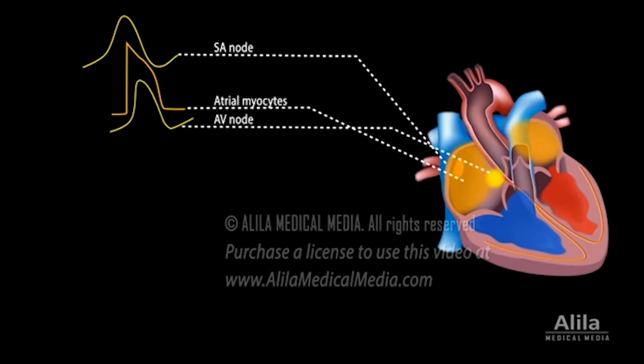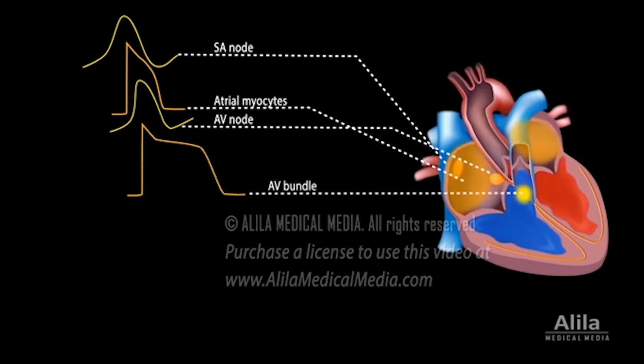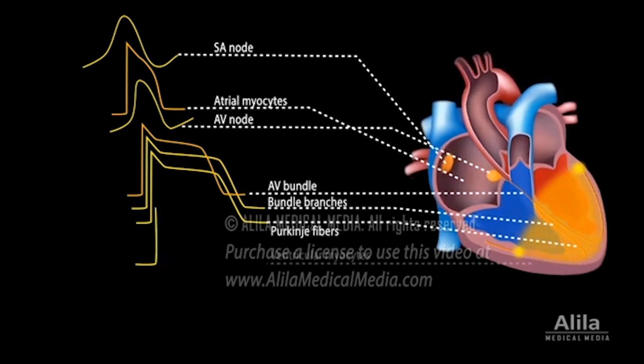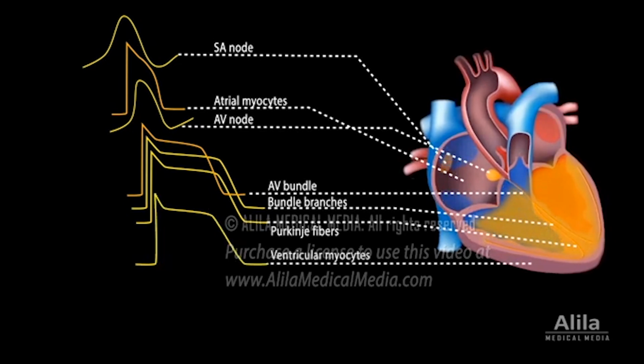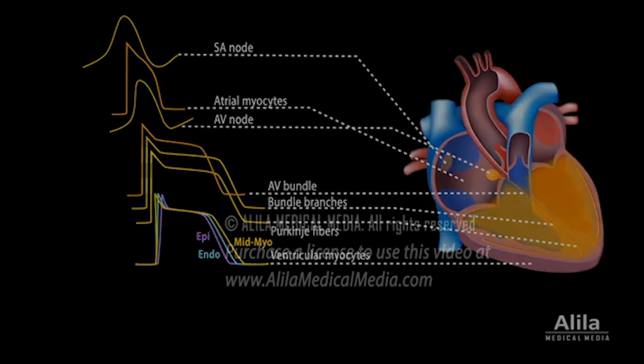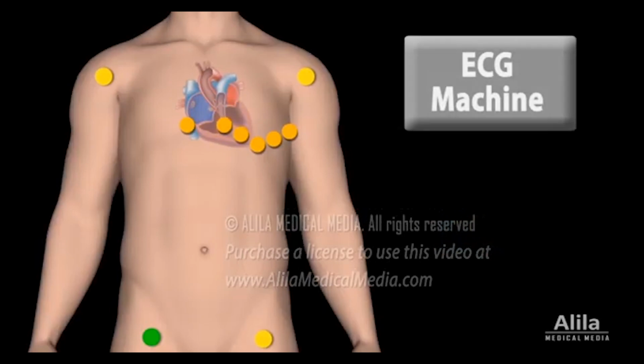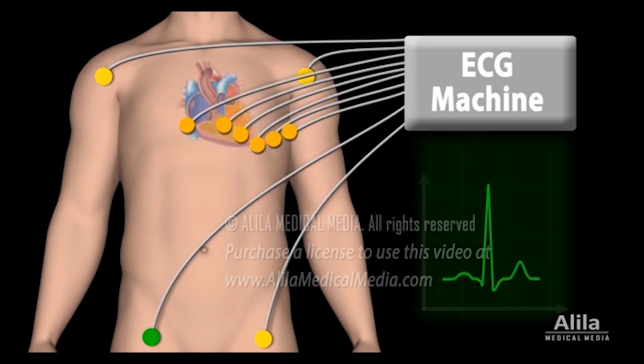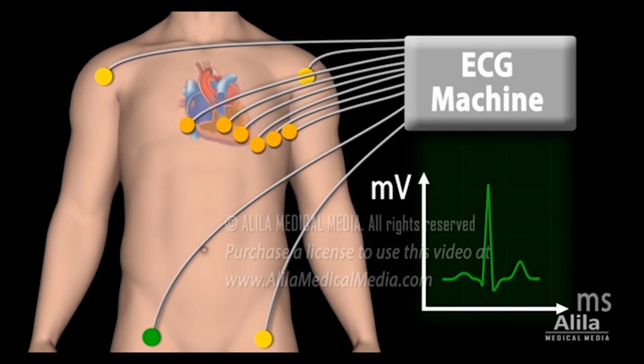The AV node passes the signals onto the AV bundle, then bundle branches, Purkinje fibers, and finally the ventricular myocytes. Myocytes from different layers of the heart wall, the epicardium, mid-myocardium, and endocardium, exhibit different rates of repolarization due to different ratios of ion channels. Electrical activities of the heart as a whole can be recorded in the form of surface electrocardiogram, ECG or EKG.